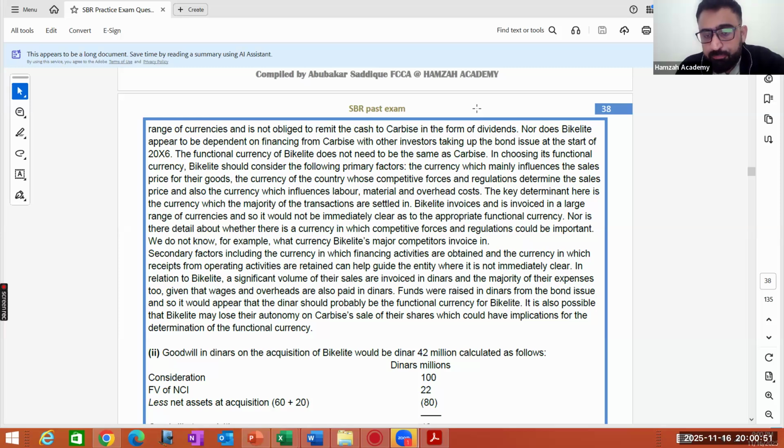When they raise the, when they issue the bond, they issue the bond in dinar. So considering all these factors, we would be suggesting that dinar should be the functional currency of the bike light company. Okay.